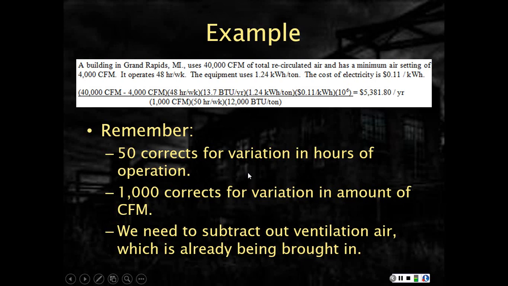So again, remember, the 50 corrects for variation in hours of operation. In this case, we were only running at 48, so the 48 over 50 is actually a fraction. It adjusts this by a certain fraction. Same thing on the CFM. The CFM corrects for variations in the amount of CFM. So again, that correction factor is subtracting out ventilation air that's already being brought in. We can't count that twice.